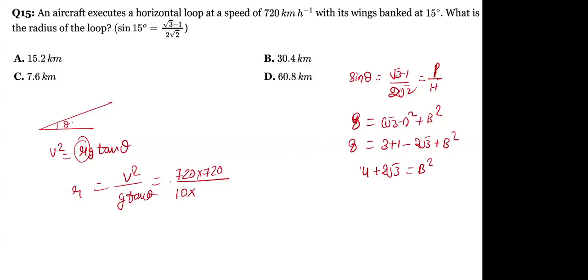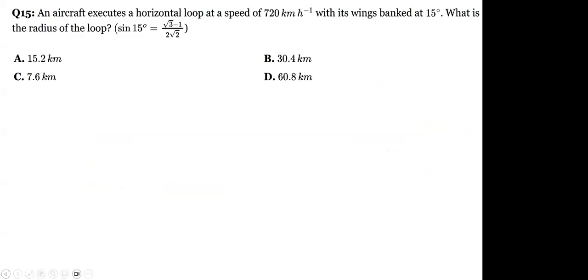Now tan 15 from this equation will become what? Perpendicular, which is root 3 minus 1, divided by base, which is the square root of 4 plus 2 root 3. When you solve this equation, you will get the radius of this loop. Got it? So now let's just move to the next question.